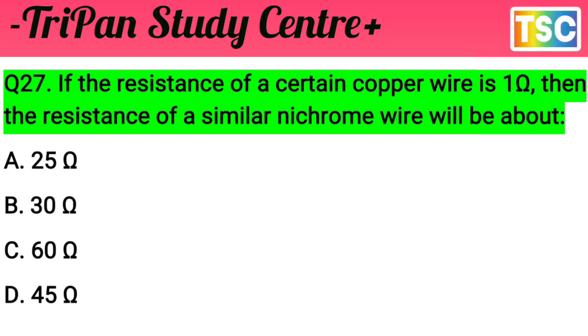That's the most important line here. For a 1 ohm copper wire, the nichrome wire has 60 times more resistivity than copper. It means option C is correct for this question. Let's see the next question.